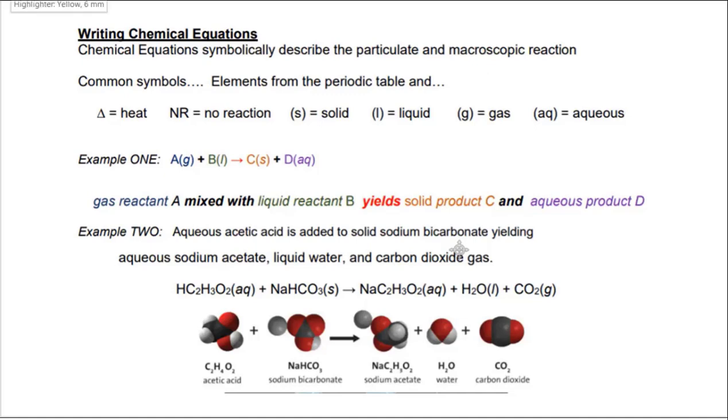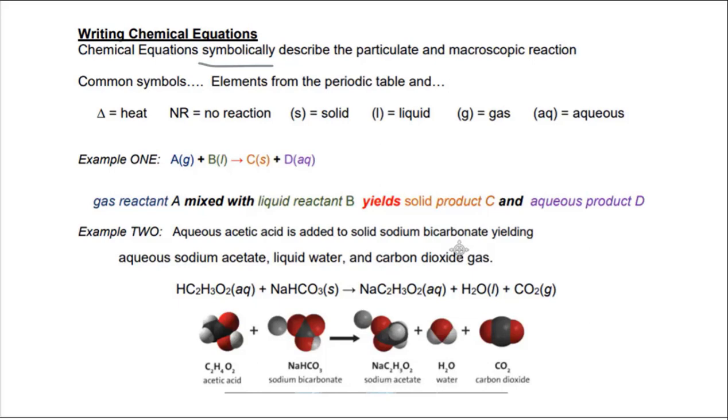So one important thing to remember when we are writing chemical equations is to write them correctly. We are going to look at how to symbolically describe the particulate and the macroscopic reaction. So we're pretty much just connecting the symbolic to the particulate to the macroscopic. By doing that, we're going to use some common symbols, so obviously the elements from the periodic table.